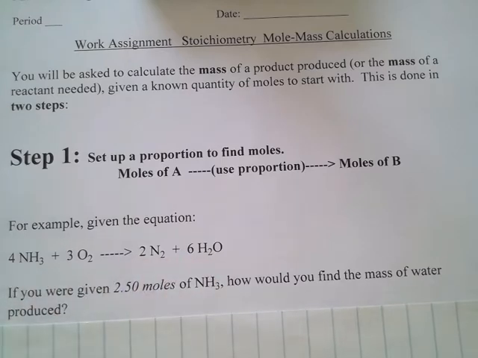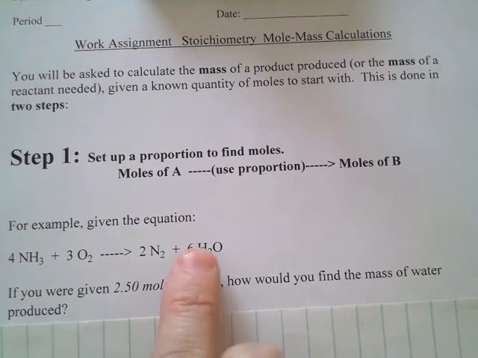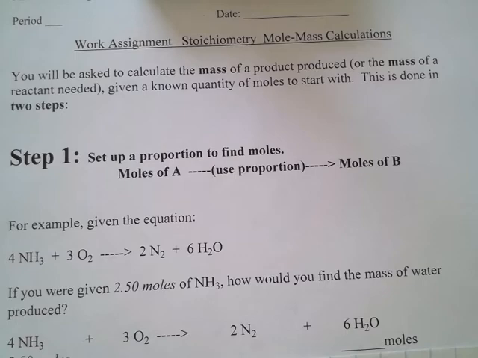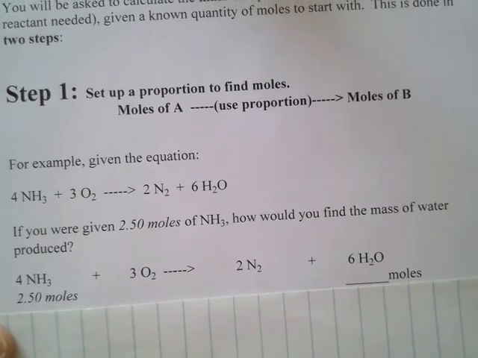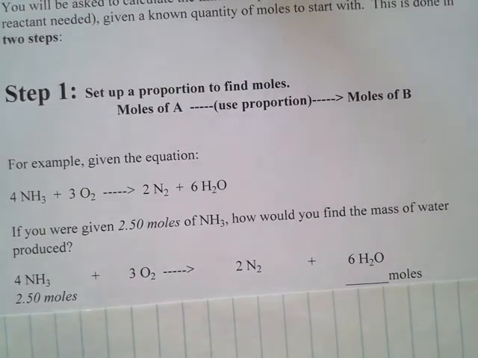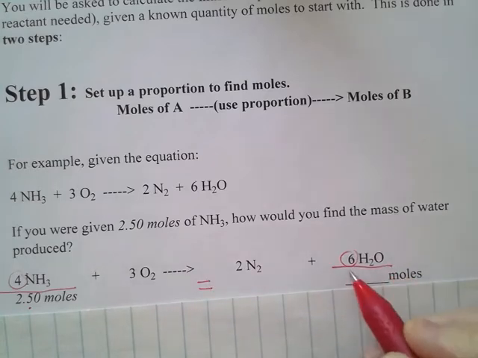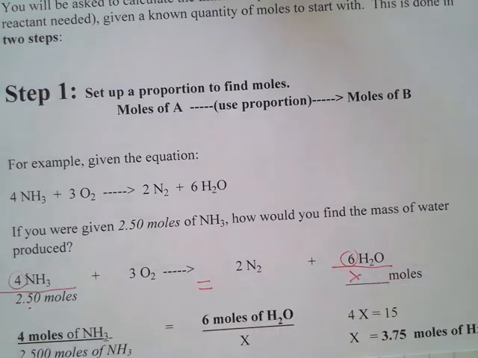These are the only two things I care about. So what do I do first? Same thing we did in the previous video. Starting with the moles of ammonia, I'm going to find the moles of what it is I want to find, the water. So I'm going to set up a ratio, and this is what it's going to look like. I know that the ratio between ammonia and water is 4 to 6. So I'm going to do 4 over 2.5, because that's what I was given, is equal to 6 over x. And that's what I have right here.